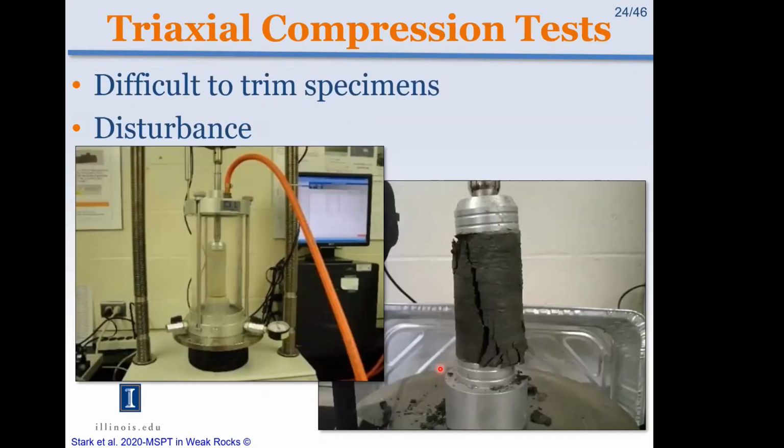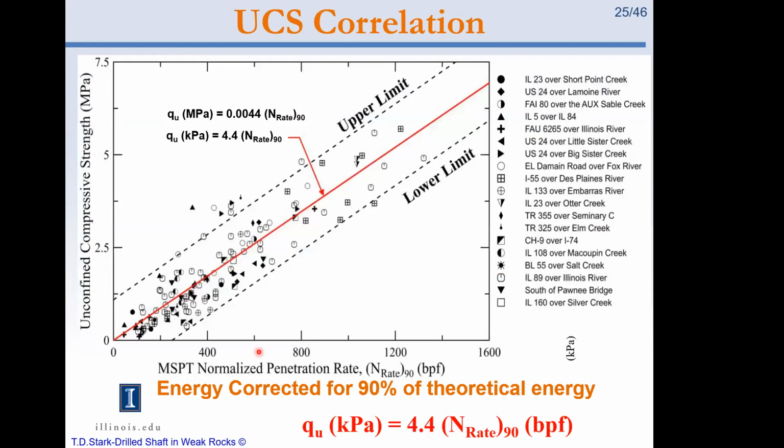Here's a photograph of one such triaxial test to measure the unconfined compressive strength of a shale core where we had a modified standard penetration test. And here's the correlation between normalized penetration rate, or N rate, and unconfined compressive strength. You can see the data, there's a lower bound and an upper bound, but the average trend line through the middle, you can calculate or estimate the unconfined compressive strength by 4.4 times N rate 90.